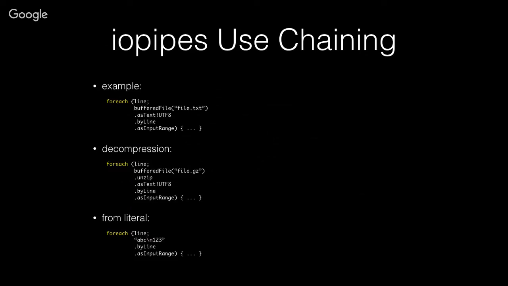You just pull it out. It's the same thing, but with an added decompression step in the pipeline. And then finally, from a literal, as I was talking about, you just say here's a literal, and it'll do byline. Now this I don't have to do as text UTF-8 because it's already character. As text basically just converts whatever the input stream is into a character stream as a direct conversion, like a cast.